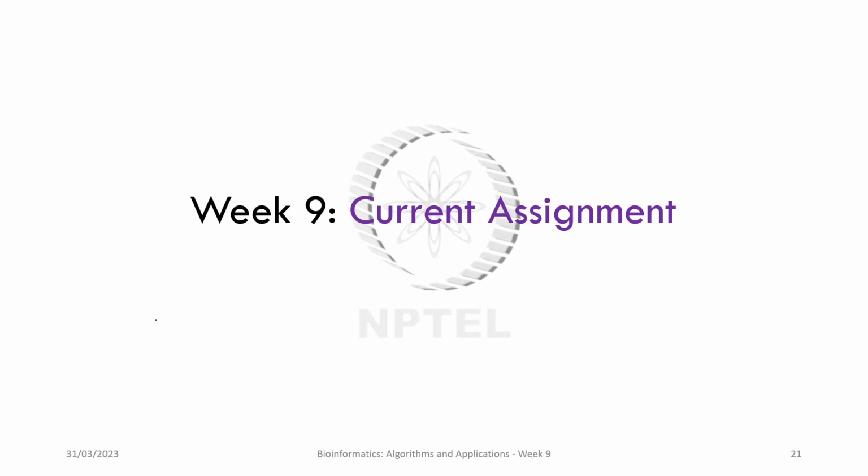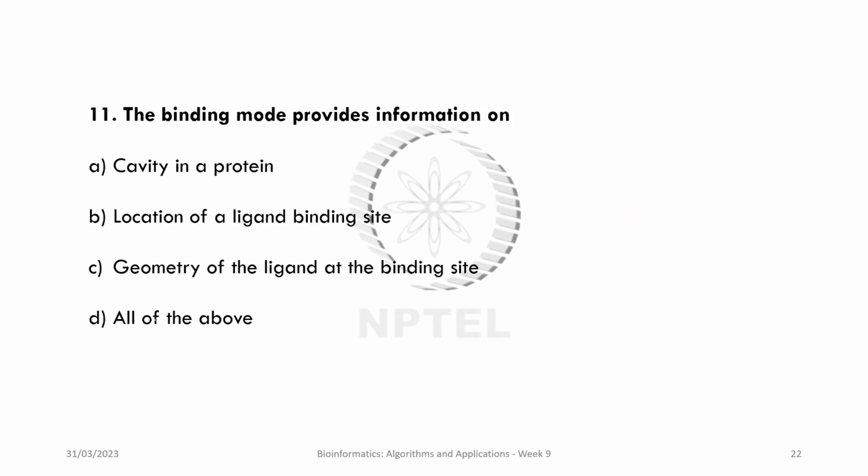Right. So this year's assignment, question 11: the binding mode provides information on A, cavity in a protein; B, location of a ligand binding site; C, geometry of the ligand at the binding site; and D, all of the above. From here, I'm expecting more answers to drop in the chat box because you're all familiar with the questions and answers.